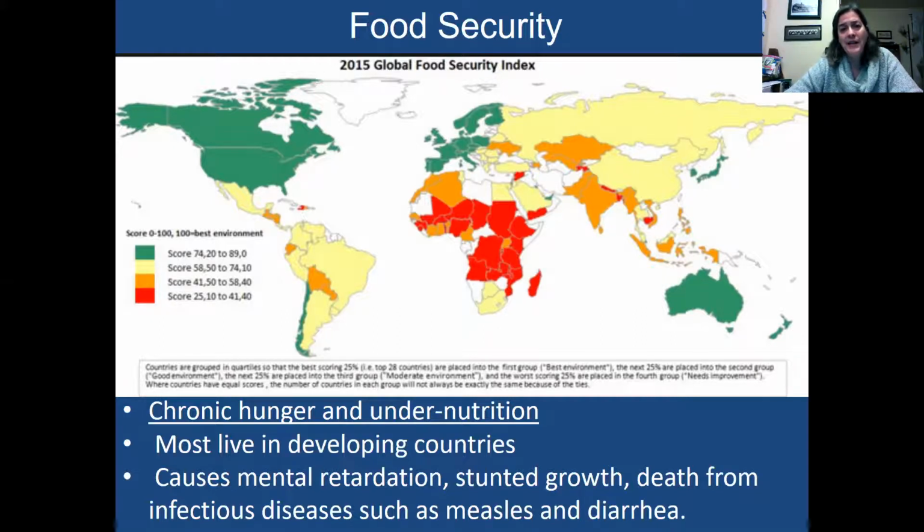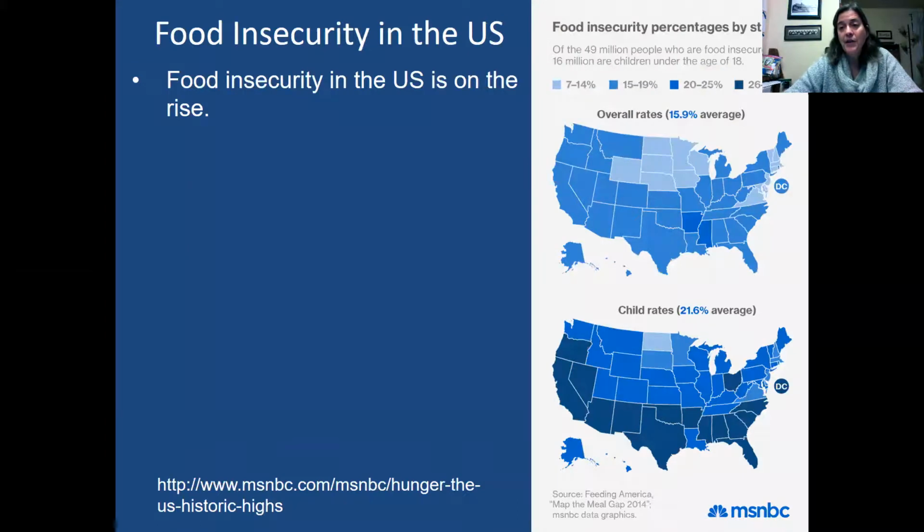And if you notice, the United States there is in green, meaning that we have the highest score for food security, but we actually have a lot of food insecure people in the country. And this is a pre-pandemic map, and that food insecurity is on the rise. I believe the data here is from 2014.